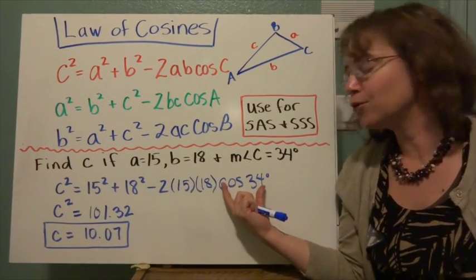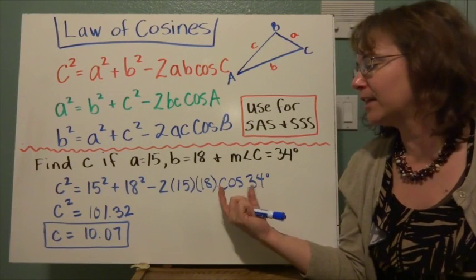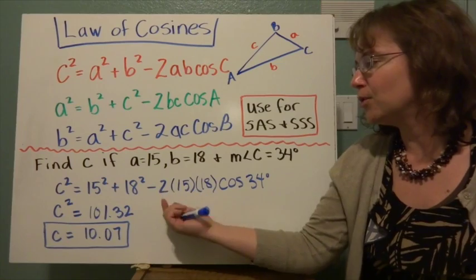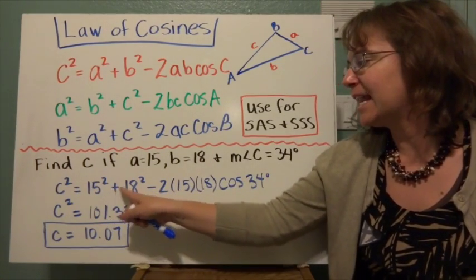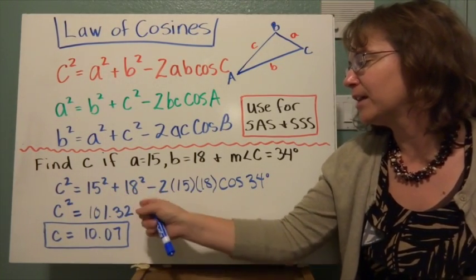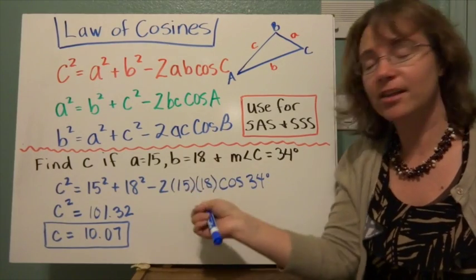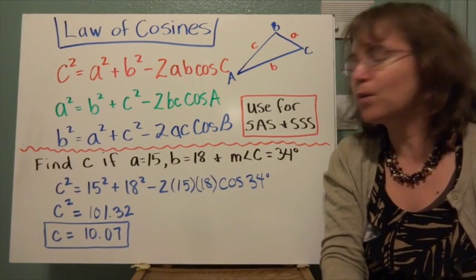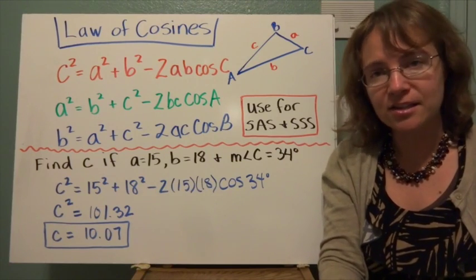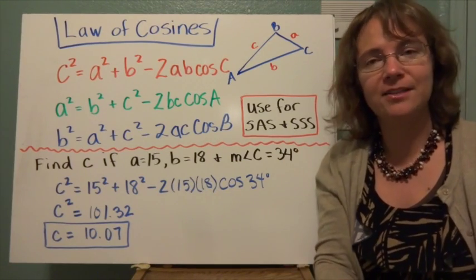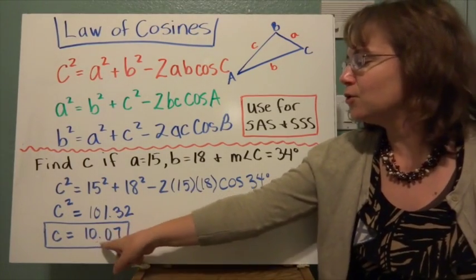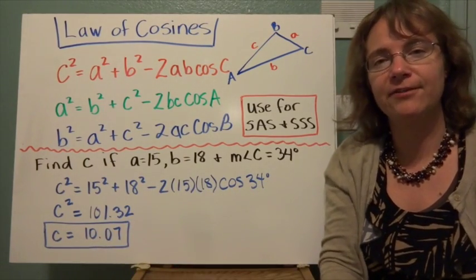So I can do cosine of 34 degrees on my calculator, multiply it by these two, multiply it by a 2, and then I can square this and add the 18 squared and subtract all of this calculation, and if I do that, I get C squared is equal to 101.32. Taking the square root, and of course I only want the positive square root because I'm talking about a side length, I get C is equal to 10.07.